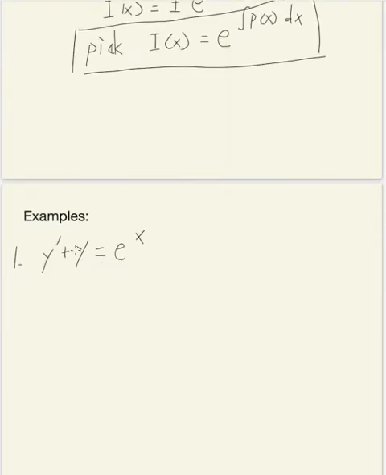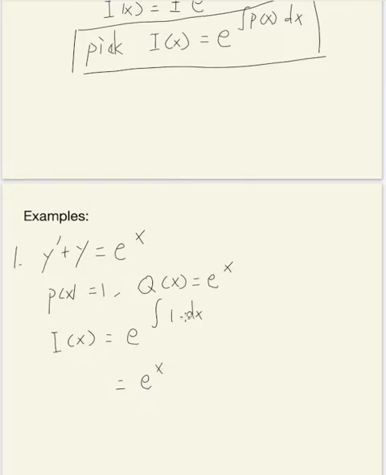So here our p of x is 1. Q of x is e to the x. Now let's use this formula right here to compute the integrating factor. I of x equals e to the integral of 1 dx, which is just x, right? So this is e to the x.